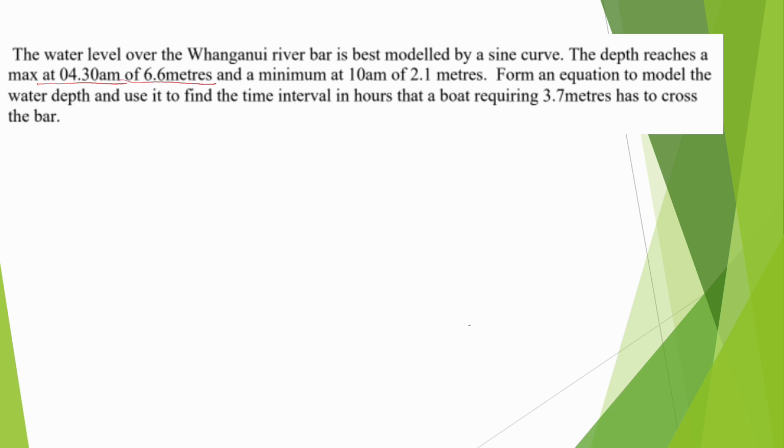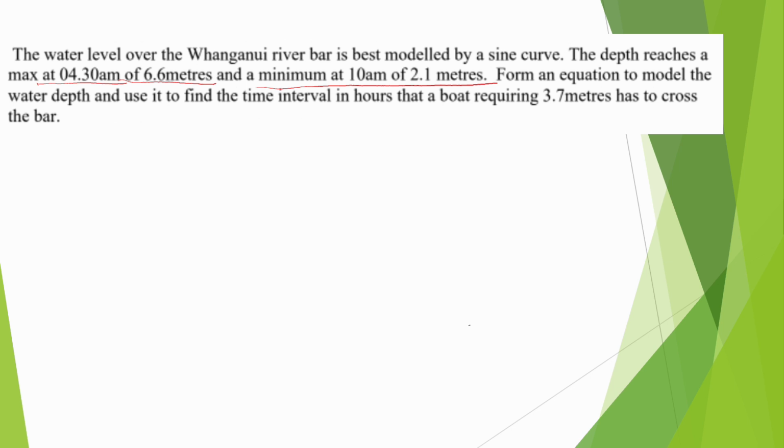So 4:30 a.m. means 4 and a half hours, so 4.5 hours after midnight. And that is the minimum, and what time it happens is 10 hours after midnight. Form the equation to model this and then use it to find the interval.